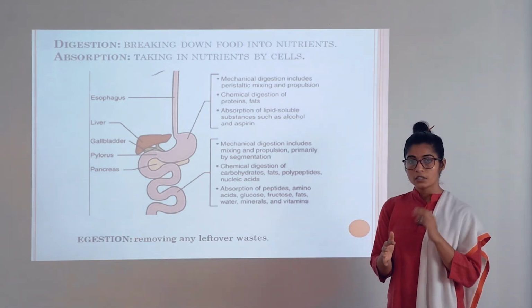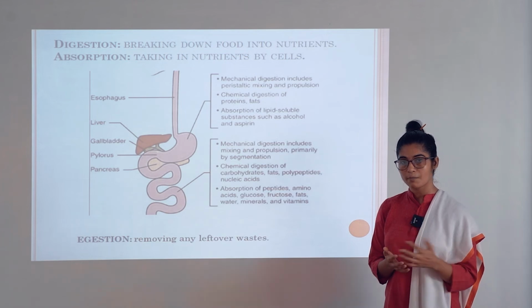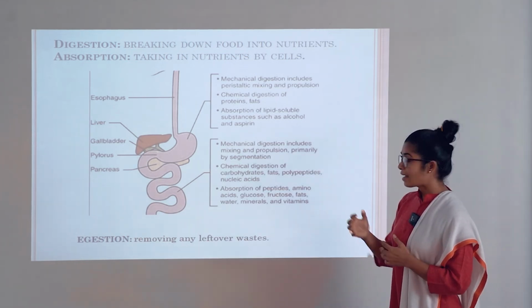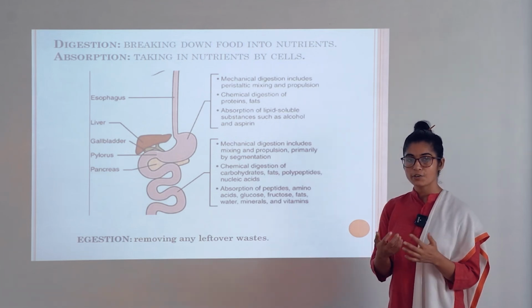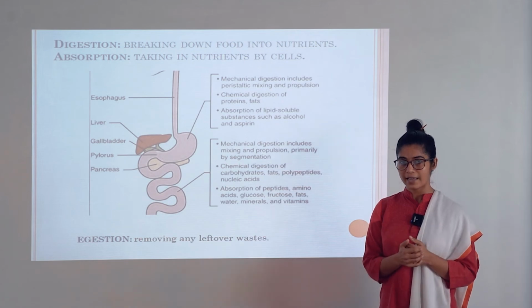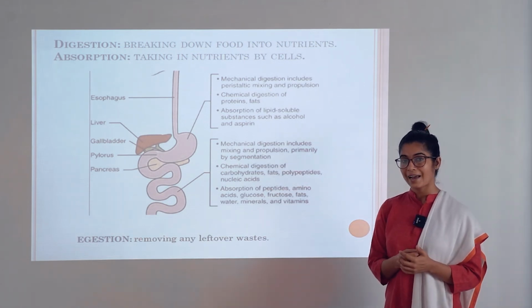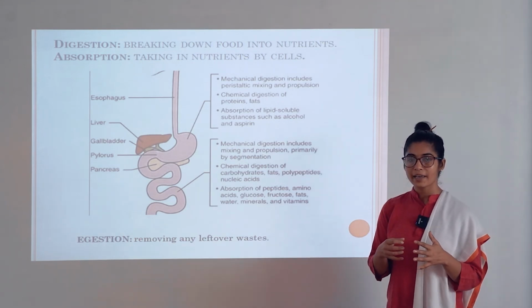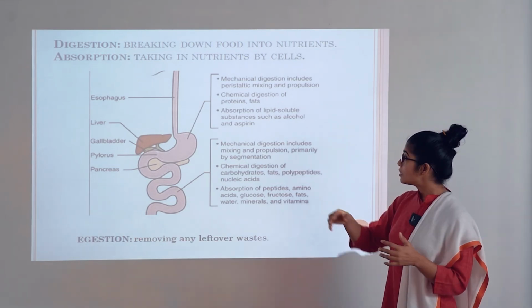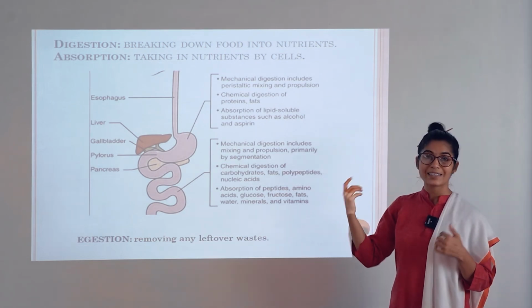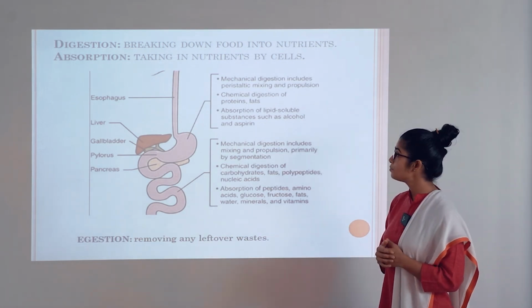Okay, once the breakdown of these macromolecules is completed, what happens? Then absorption starts. As we already know, the small intestine has a large number of villi inside, and the main function of the villi is to absorb these nutrients. So villi absorb. This is the third process, absorption: taking in nutrients by cells. This is the third function.